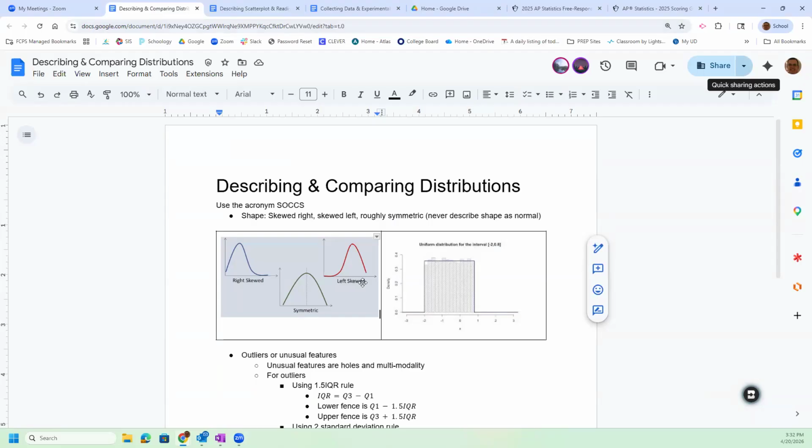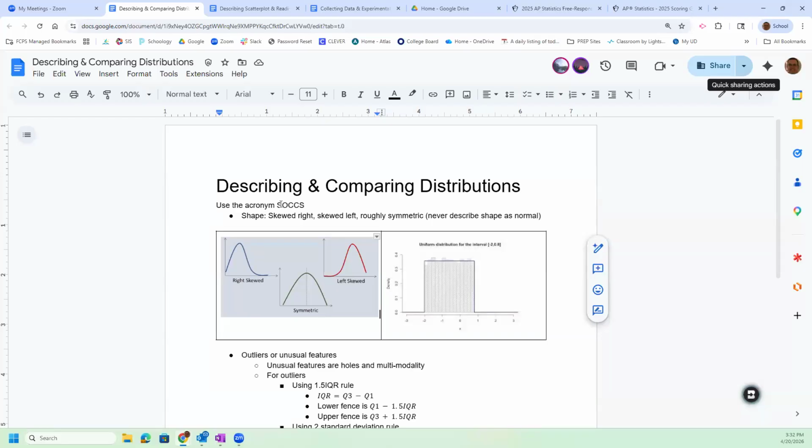So, for example, this is usually one of the questions. It's either going to be on this topic of describing and comparing distributions, or it's going to be on describing scatter plots. This is usually one of the four guaranteed questions. Oftentimes it's the first one, but it's not always the first one. So it doesn't always mean it's question one, but it's usually question one.